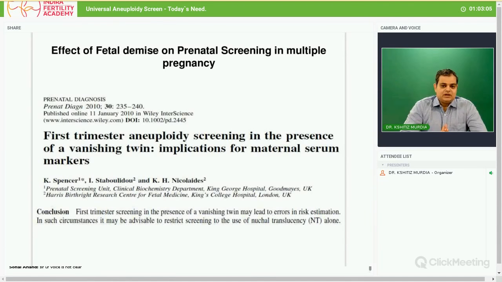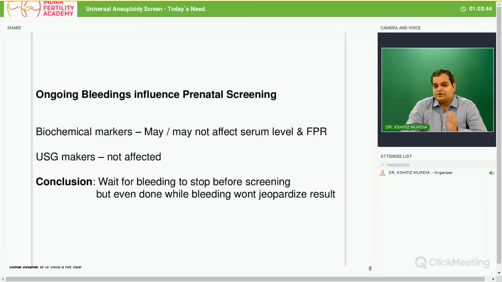If you are doing an NT scan in a multiple pregnancy and one fetus has demised, but you are not seeing any part of the fetal pole on the 12-week scan, then definitely you can go ahead with the first trimester combined test. But if you are still seeing some portion of the fetal pole on the 12-week scan, then don't do the combined test, because the existing fetus may affect the biochemical levels of the markers, and the testing goes haywire.